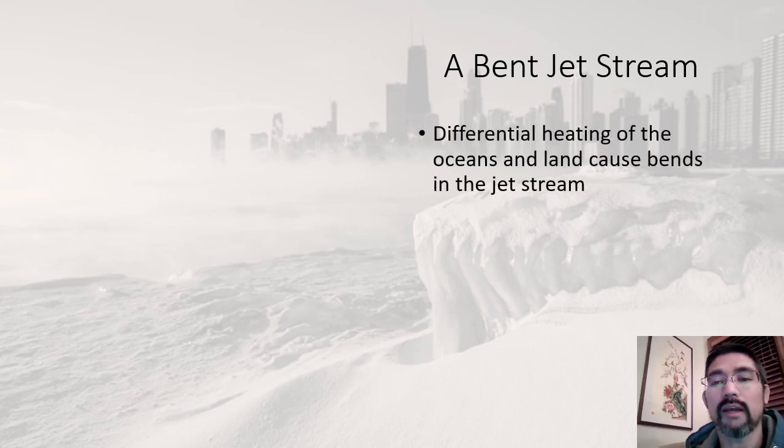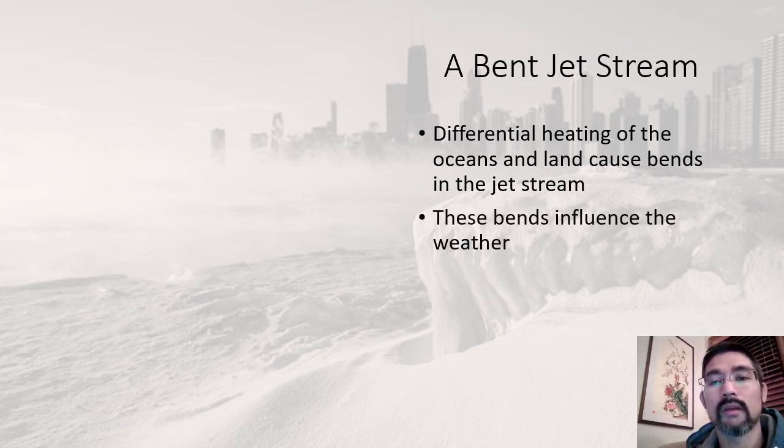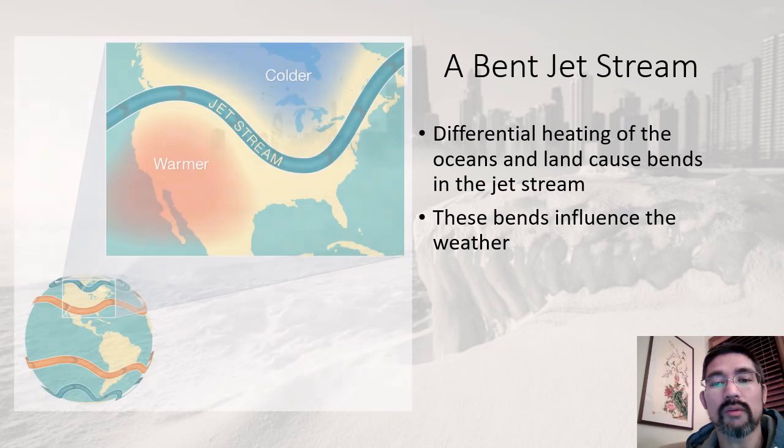So the jet stream itself is not straight. If the Earth was kind of flat and featureless and maybe was like an ocean world, the jet stream would just simply move around in a complete sort of flat circle, both in the polar regions and the subtropical regions. But because we have land and ocean, these 2 areas heat up differently, and this causes sort of bends in the jet stream. And so these bends of the jet stream influence weather.